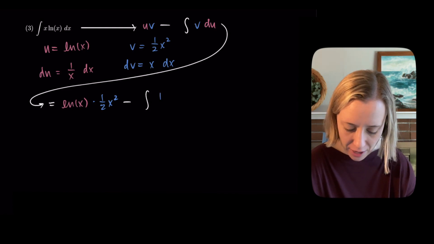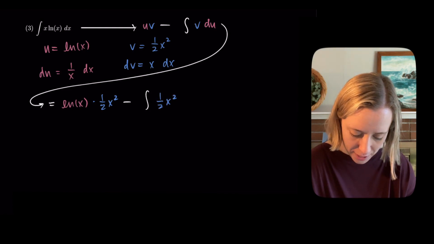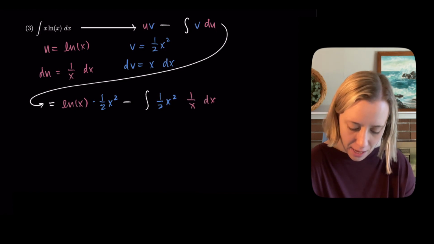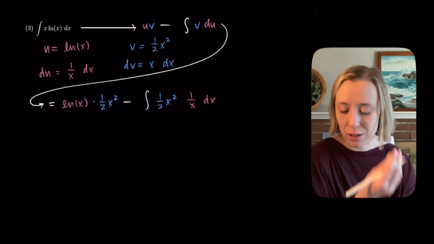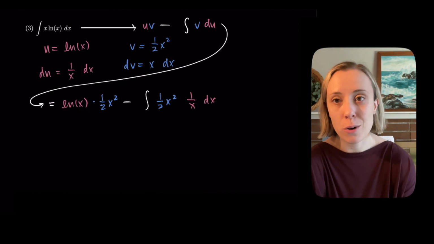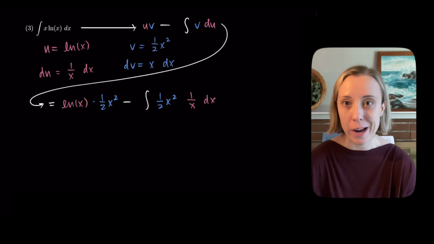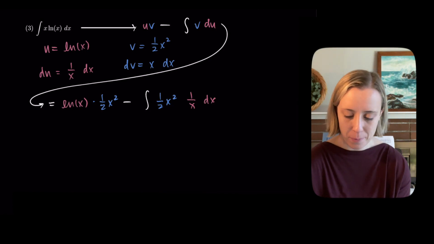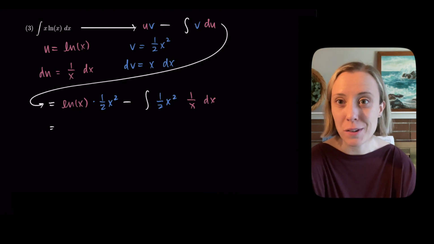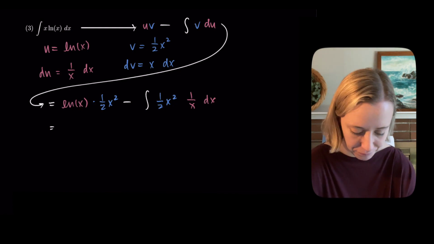So we have v, which is 1/2 x squared, and then du is 1 over x dx. And I'm feeling good about this because this new integral just has x's. There's no natural logs, no other complicated things. It's just algebraic, it just has x's. So we should be able now to simplify this, solve the antiderivative, the integral, and get an answer.